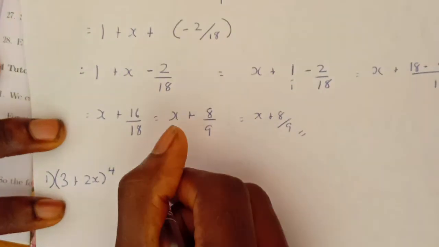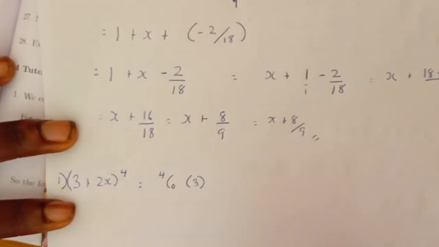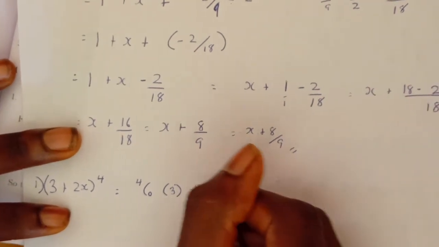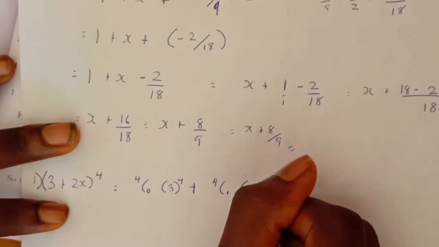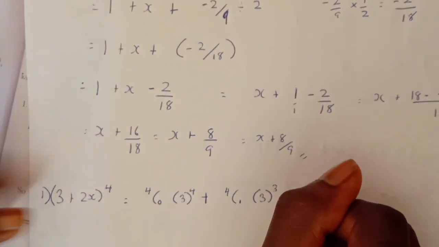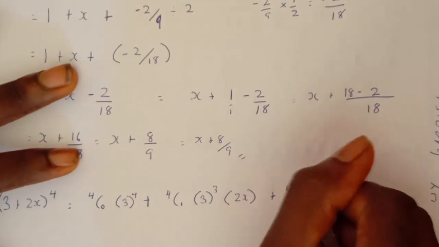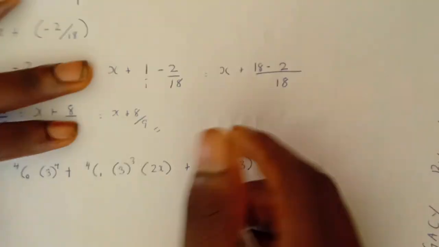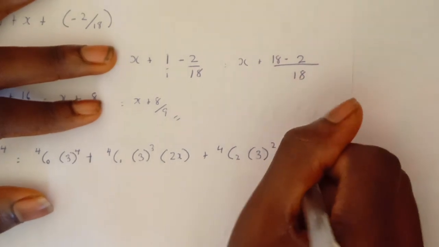So we have something like 4 combination 0, 3 plus 3 raised to the power of 4, note, 3 raised to the power of 4, 4 combination 1, 3 raised to the power of 3. The 3 will most definitely decrease, and then 2x will most definitely increase, plus 4 combination 2, 3 raised to the power of 2, decreasing, and this is 2x raised to the power of 2, ascending.